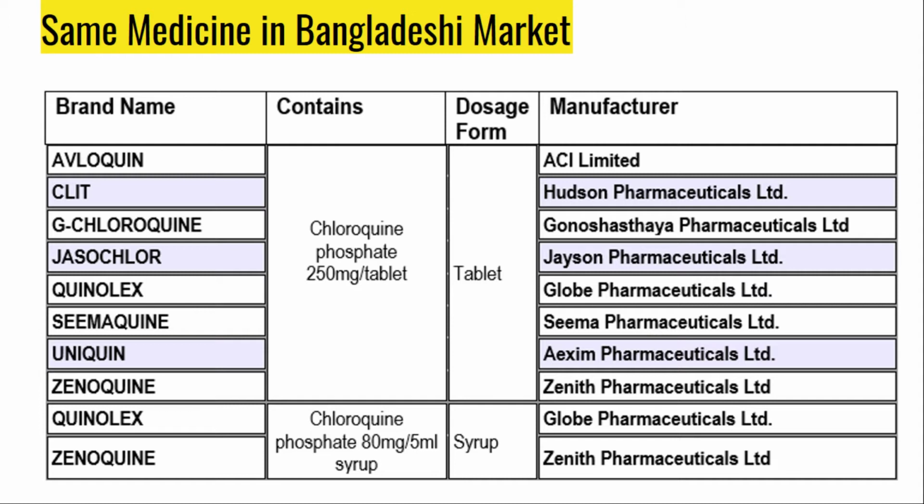G-CHLOROQUINE Tablet, Gonoshasthaya Pharmaceuticals Ltd; JASOCHLOR Tablet, Jayson Pharmaceuticals Ltd; QUINOLEX Tablet, Globe Pharmaceuticals Ltd; SEEMAQUINE Tablet, Seema Pharmaceuticals Ltd; UNIQUIN Tablet, Aexim Pharmaceuticals Ltd; ZENOQUINE Tablet, Zenith Pharmaceuticals Ltd; QUINOLEX Syrup, Globe Pharmaceuticals Ltd; ZENOQUINE Syrup, Zenith Pharmaceuticals Ltd.